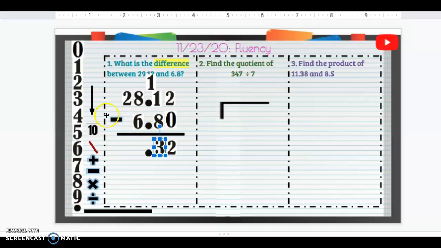8 minus 6 is 2, and then 2, bring down the 2. So my answer is 22 and 32/100ths.